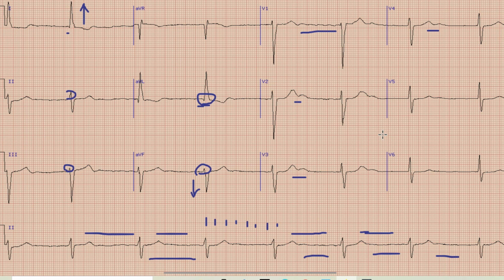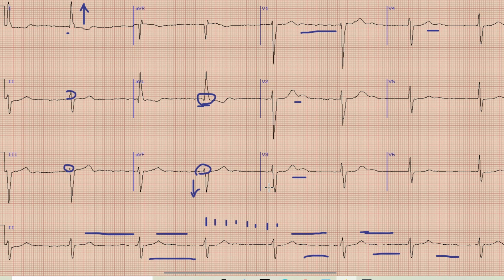Now, due to the presence of these U waves, there is prolongation of the QT interval. The QT interval is around 600 milliseconds. Although we haven't applied the formula for QTc, still it appears that the QT interval is prolonged, which may be due to the presence of these U waves.